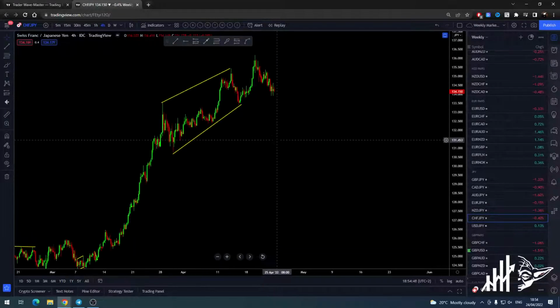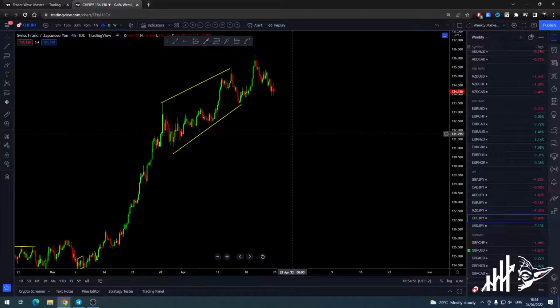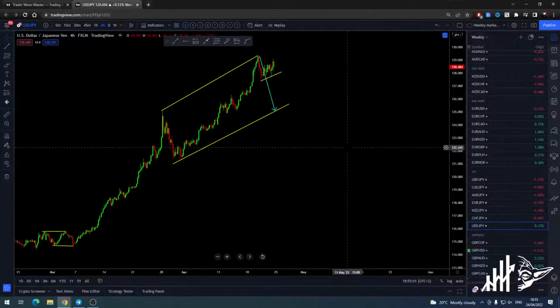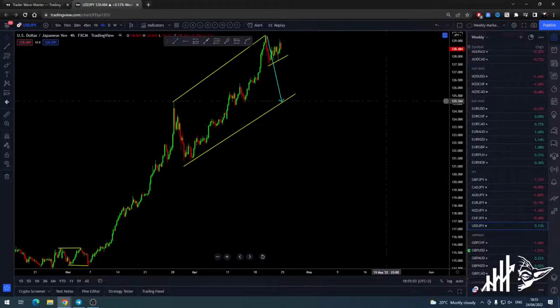Chief yen, same there, correction, lower. If it drops, struggle there, you know what to do. That's a buy. It's gonna go up. USD yen, that one's a good sell stop. Keep an eye on it.